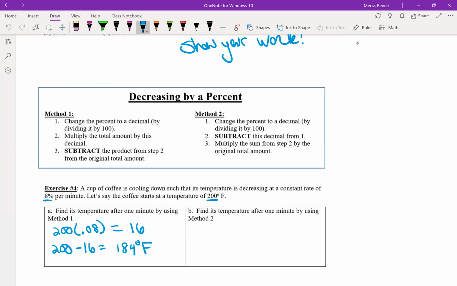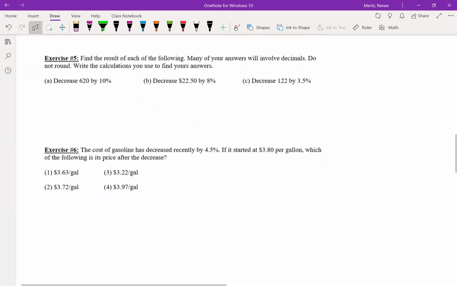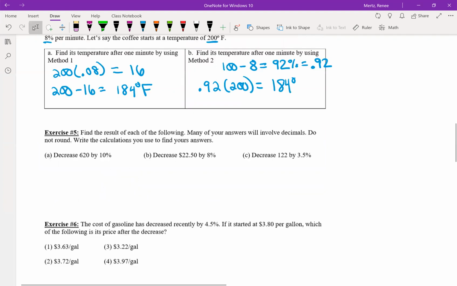Method 2, we would say we're taking 100%, and this time it's decreasing, so we're subtracting 8, which is 92. 92% as a decimal equals 0.92. So we would do 0.92 times 200, type it in one swoop, and we would get 184 degrees. So we're going to do these the same way with the one step.